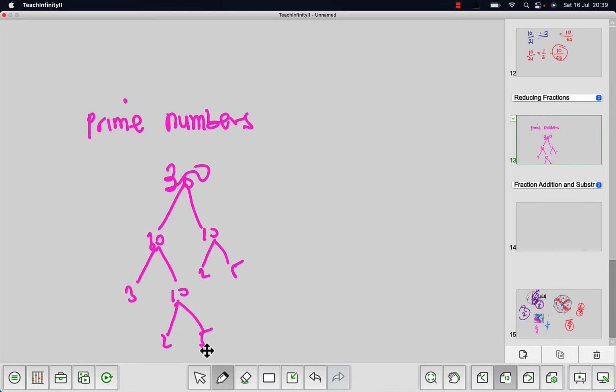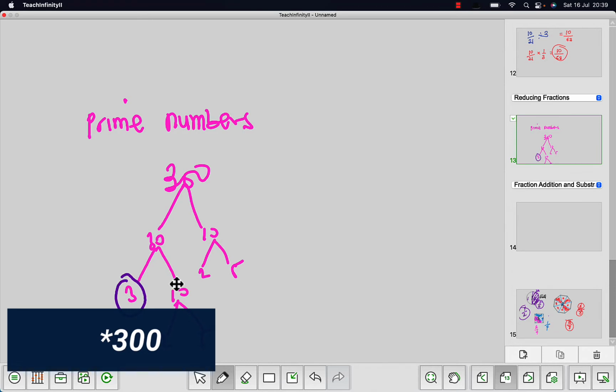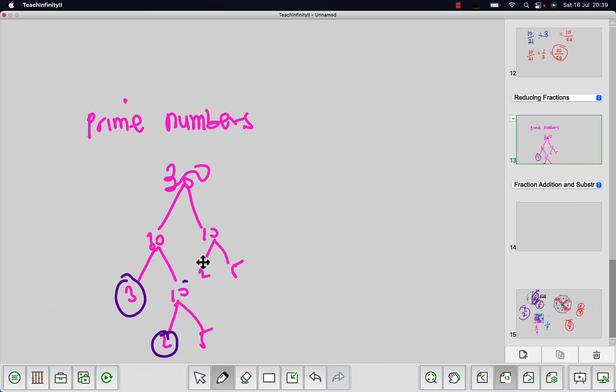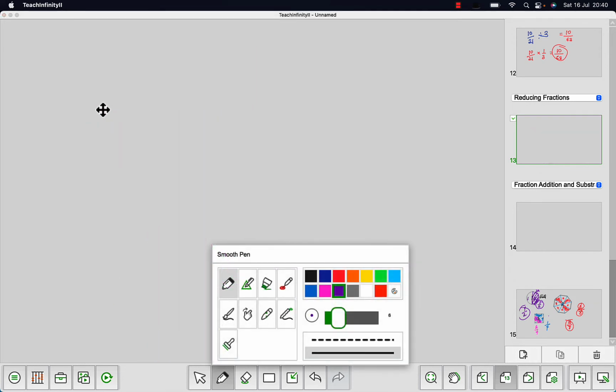So what this tells you is that this 300 here is technically based on these numbers. These are the building numbers: 2, 2, 3, 5 and 5. So there are 2 2s, there are 2 5s and there is 1 3. These numbers are what make 300. Let's look at an example.